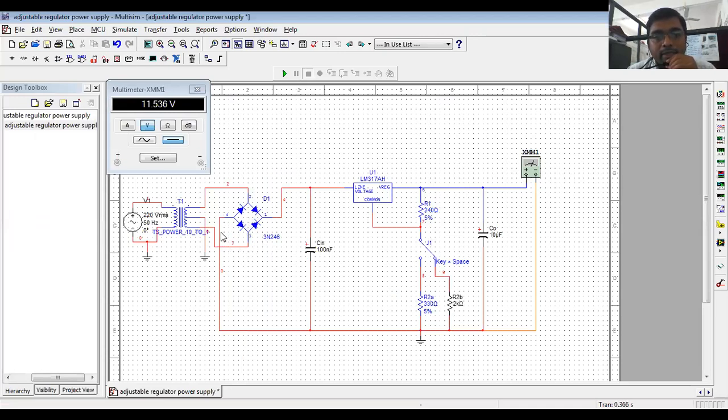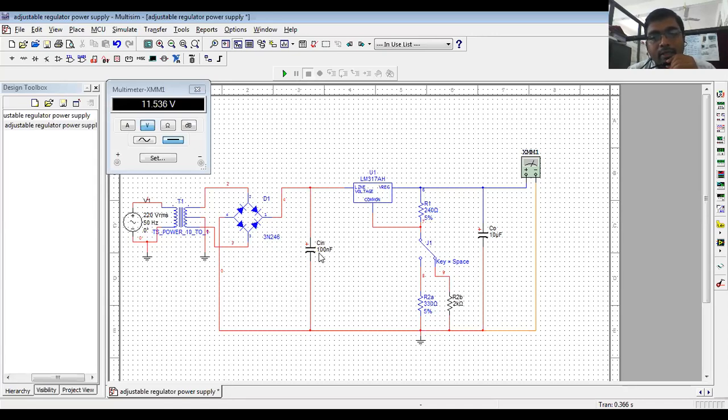the input terminal of the rectifier would be connected to the output of the transformer. It is a center tap, so the center would be connected to the ground, and the other two terminals of the full wave rectifier are connected to the filter.